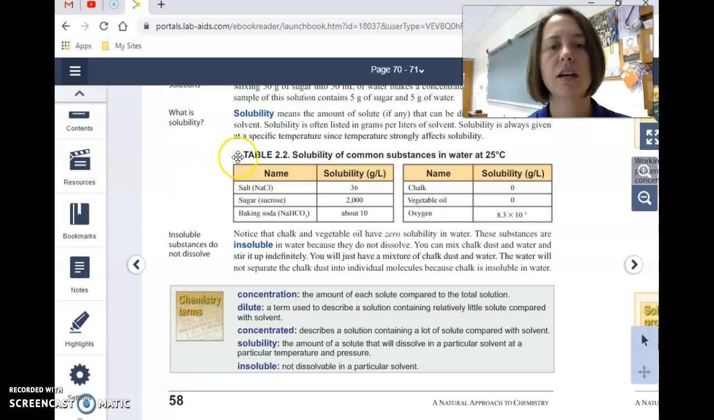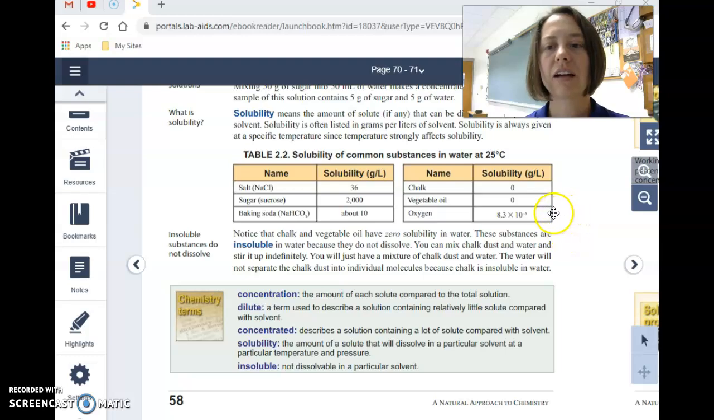So let's look at a solubility table to figure out how to read them. So here is your compound, and then the solubility in grams per liter. So salt, you can dissolve 36 grams of salt in 1 liter of water at 25 degrees Celsius. Remember, the temperature does matter. Sugar is even more soluble, 2,000 grams at 25 degrees Celsius. Baking soda is less soluble, about 10 grams per liter. And you can see that chalk and vegetable oil are not soluble in water.